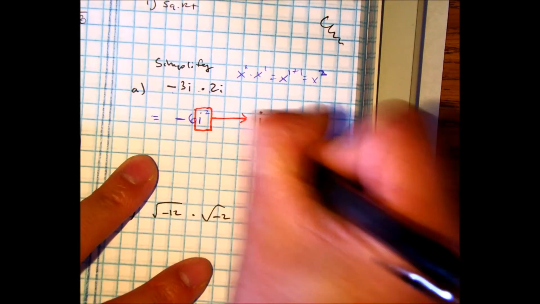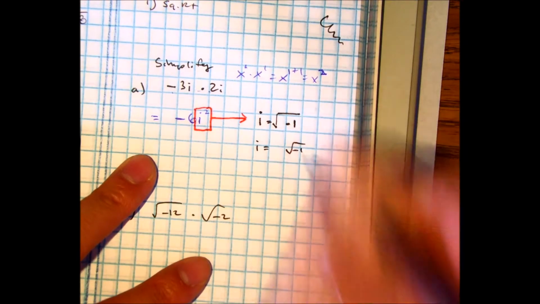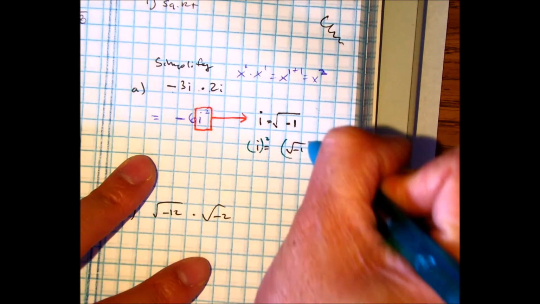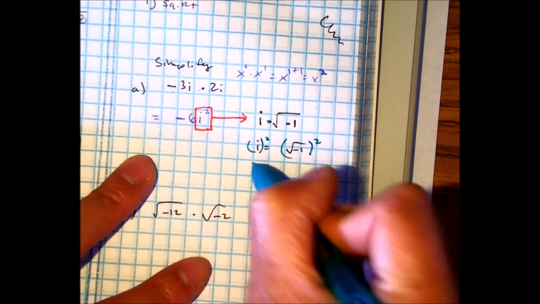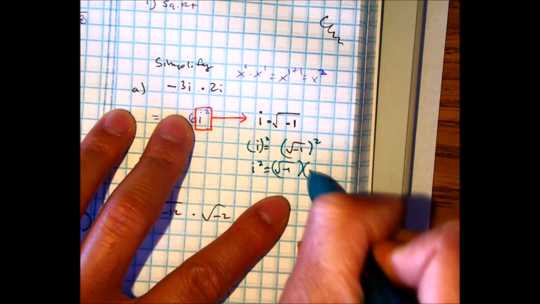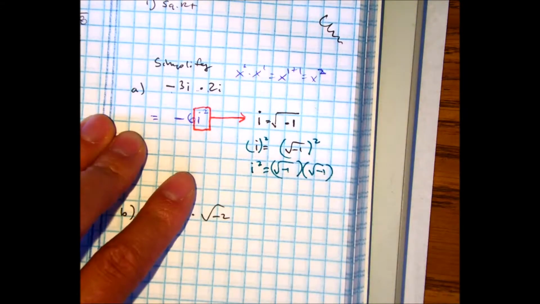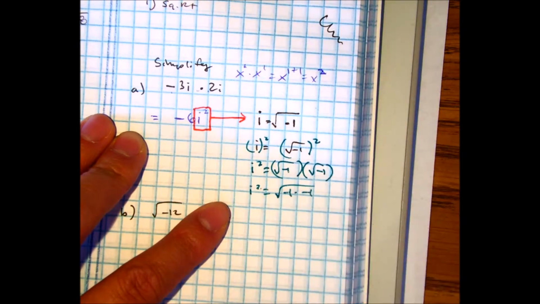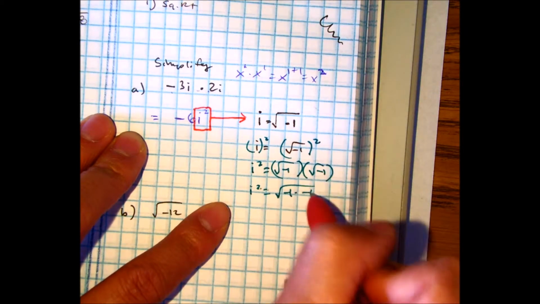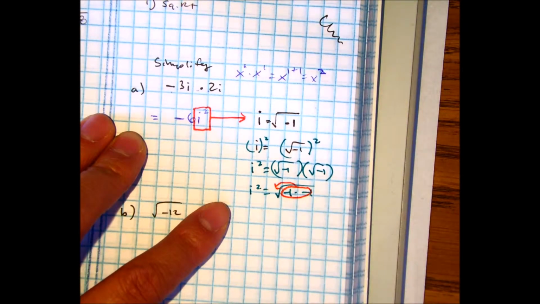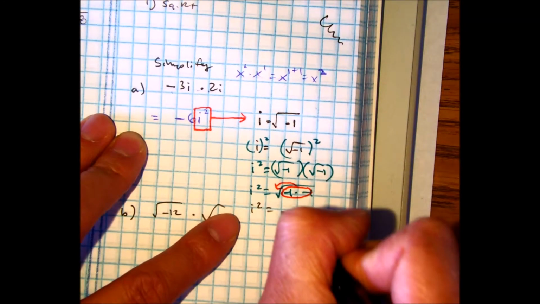So I'm going to write that again, but I want to show you that if we square both sides, you have I squared equals the square root of negative 1 times the square root of negative 1. And because they're both inside the radical, you can put them together. Class, do you have a pair there? Yes, the pair comes out. And you're left with I squared equals negative 1.